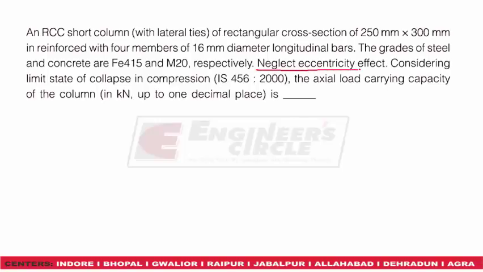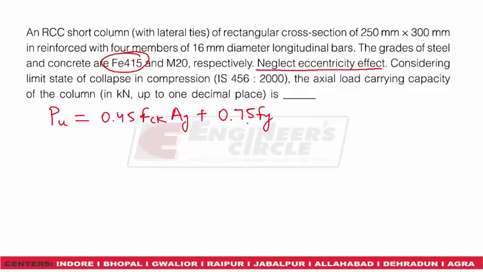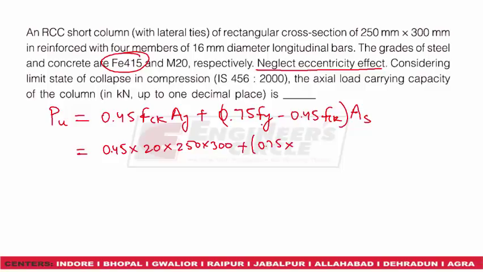Now we have to neglect eccentricity effect, therefore the load capacity will be given by 0.45 fck into Ag plus 0.75 fy. Since it is Fe415, we will use 0.75 fy minus 0.45 fck into area of steel. So this is equal to 0.45 into M20, so 20 into gross area will be 250 cross 300, plus 0.75 fy is 415 minus 0.45 into 20, and area of steel will be 4 members 16 mm diameter.